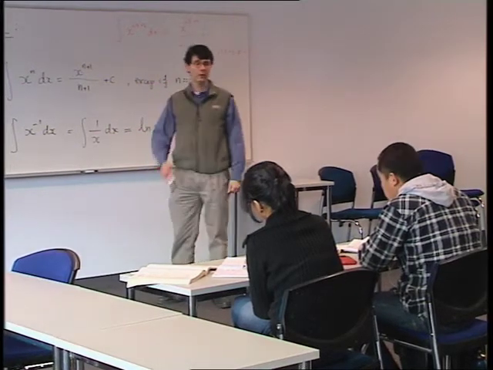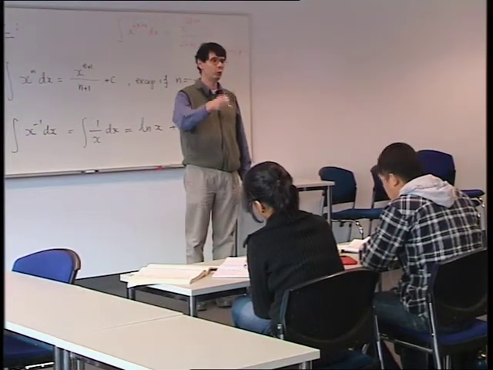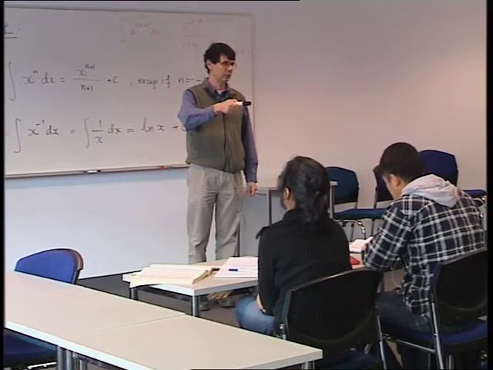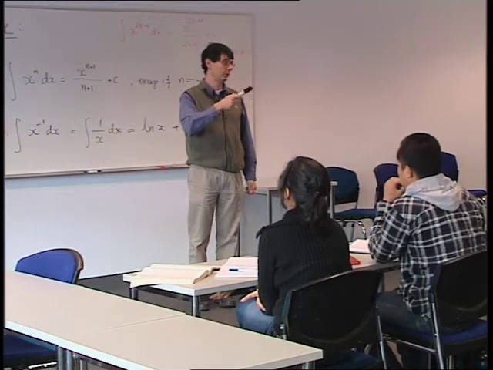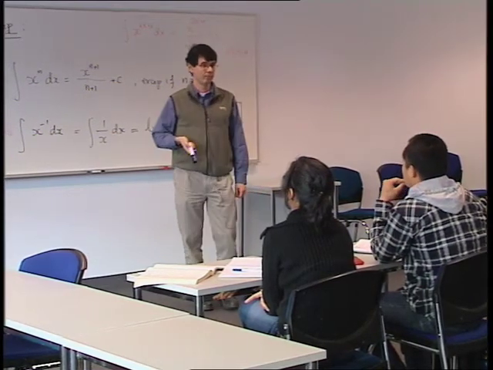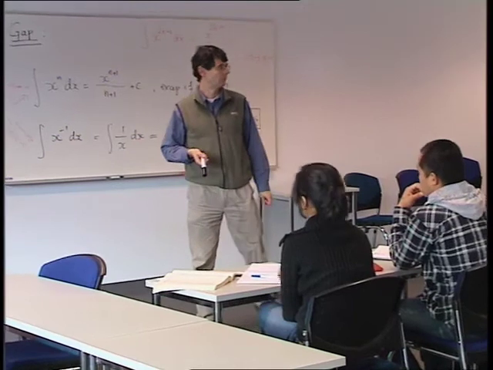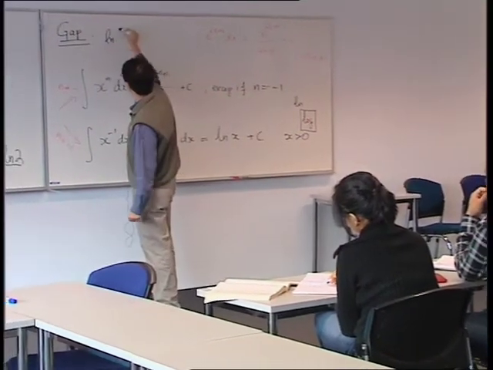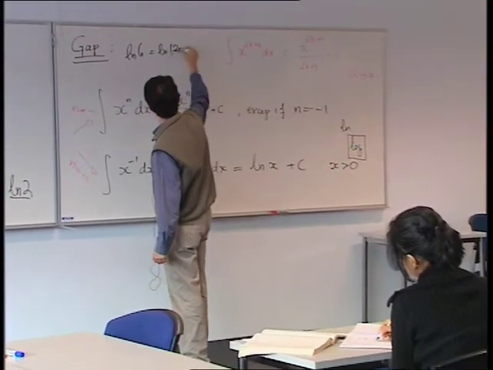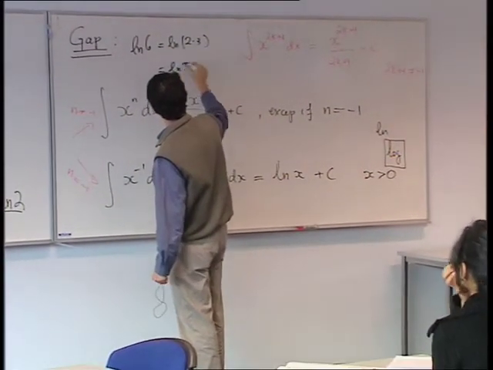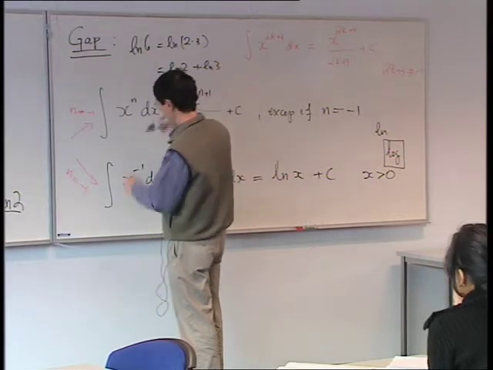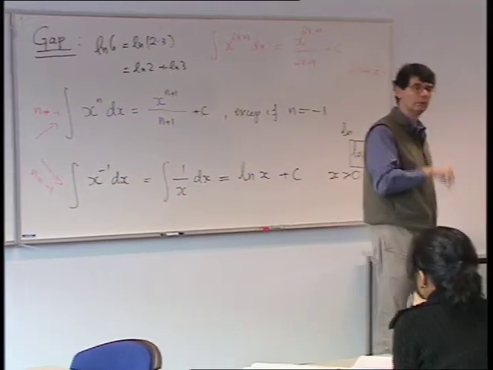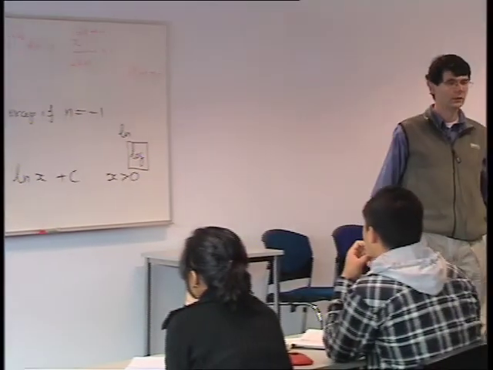Log 6 is log of 2 times 3. Right? So you need log 2 and log 3 to be able to do log 6. Okay? Log 6 is log of 2 times 3, log 2 plus log 3. So you need to know log 3 as well as log 2 to get log 6. Well, can't win them all.